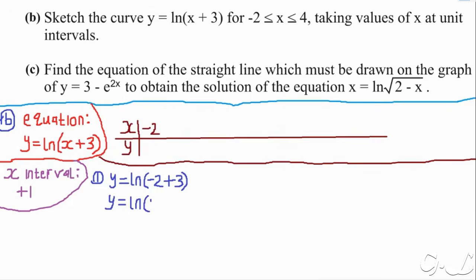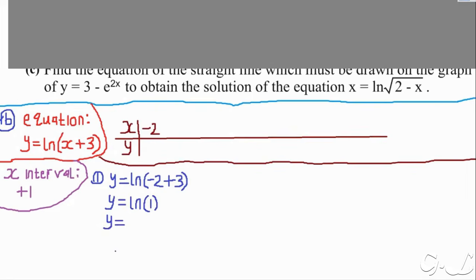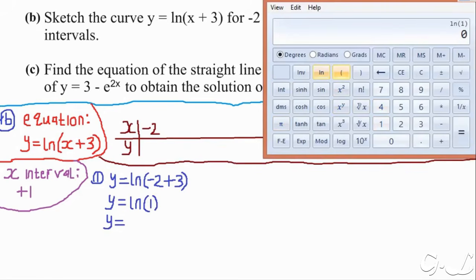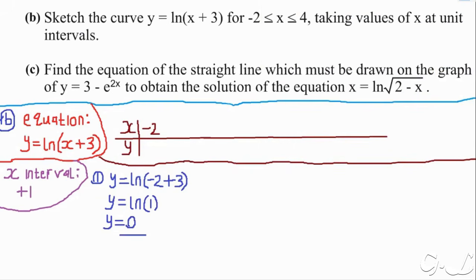Those in brackets will give us positive 1. So y is equal to natural log of 1. When you do the calculation using your calculator, it will give you the value of 0. So natural log of 1 is 0, and the y coordinate is 0 there.